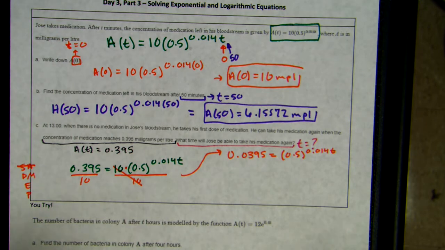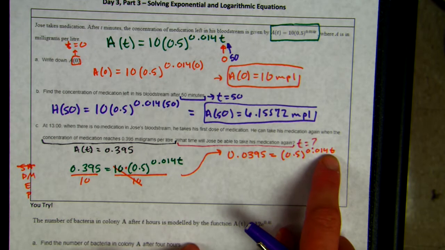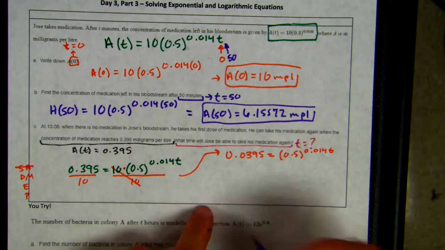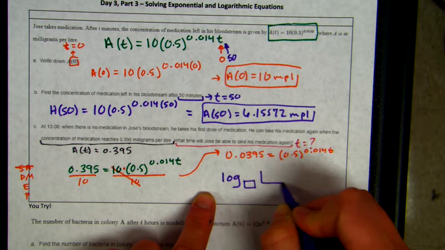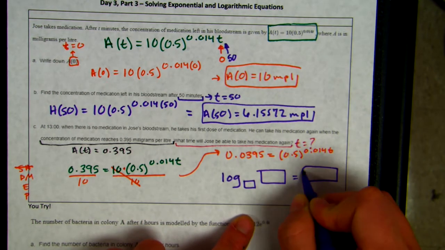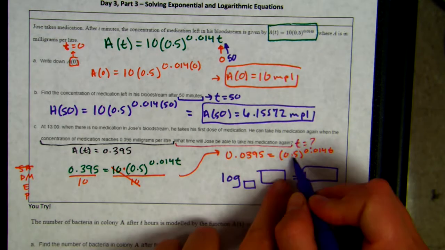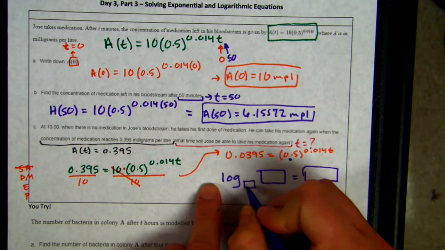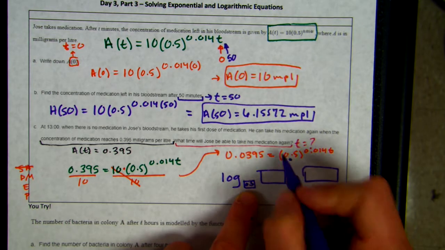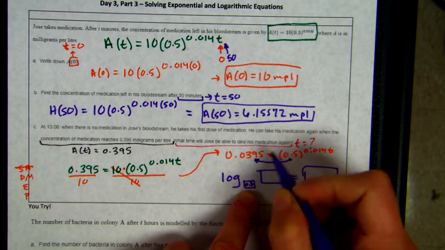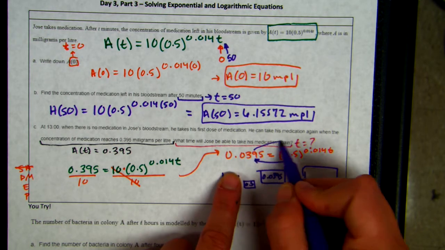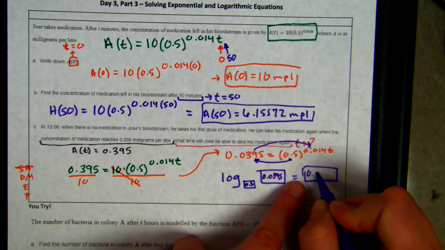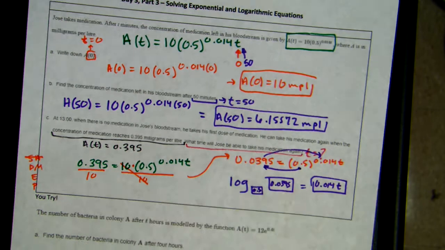Now here is where I have to get my logarithms involved because I have a base and an unknown exponent, so I need to convert this to logarithmic form. Remember, in log form, we need to find the base, the argument, and what it's equal to. I start with the base here, so that goes in my 0.5. I go across the equal sign, that gives me 0.0395. And then I go back around the equal sign, 0.014 t, my circle method.